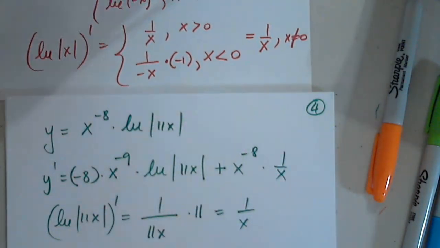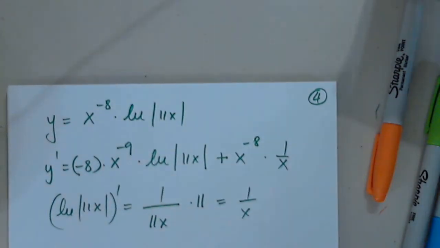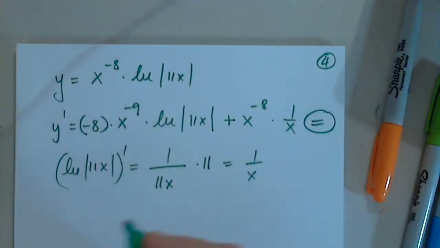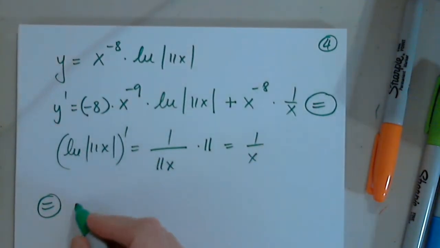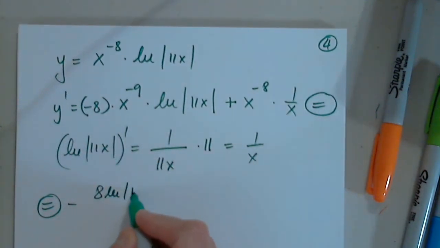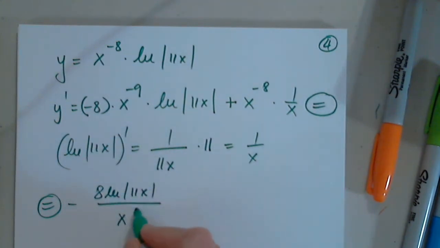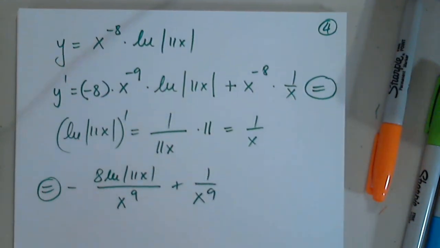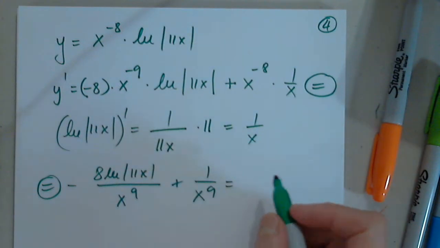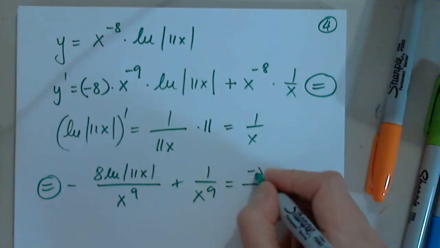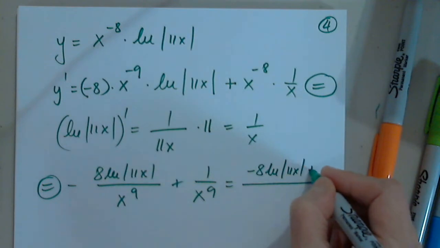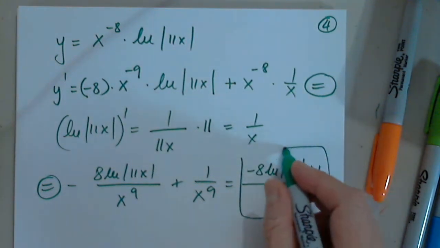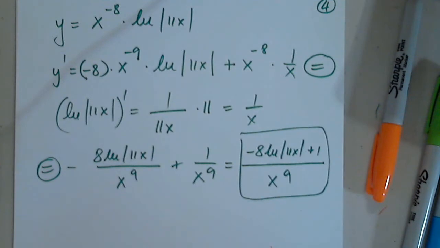Yes, I'm going to clean it up a little bit. And from here, let's see, I have negative 8 natural log of 11x divided by x to the 9th. And here I have plus 1 over x to the 9th. So if you want to write it again, I'm going to put negative 8 natural log of 11x and then plus 1, everything over x to the 9th. Any questions on this? Any questions?